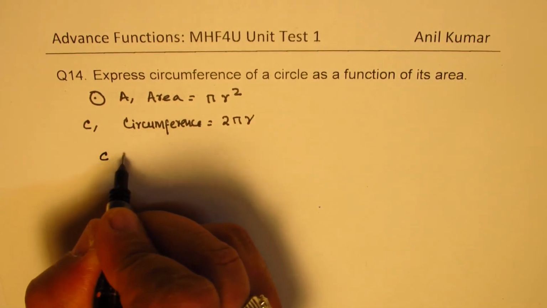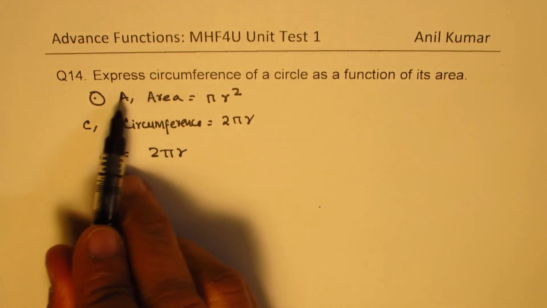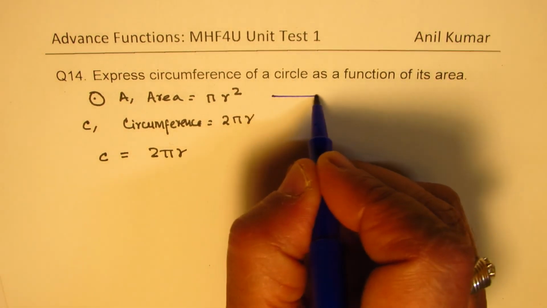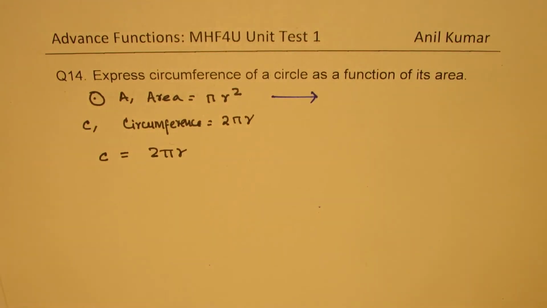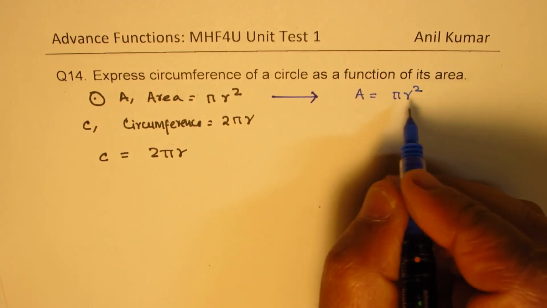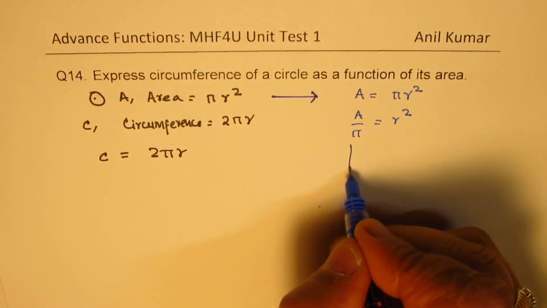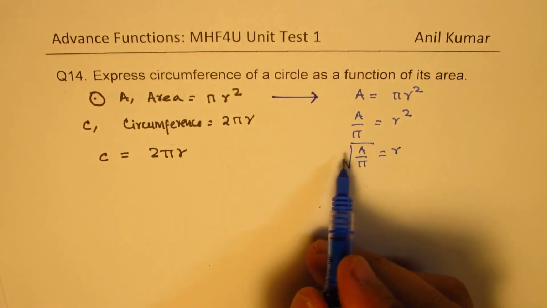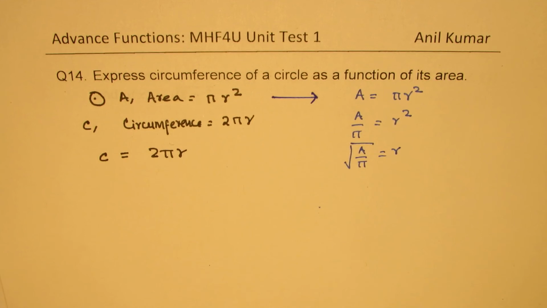So we know c is 2 pi r. Now to get this as a function of a, we can actually isolate r, right? So from this equation, we can work out what r is in terms of a. So let's do that part first. So we get a is pi r squared. So a by pi is basically r squared. So square root of a by pi is basically equal to r. We have to take positive values since r is always greater than or equal to 0. So that becomes the value of r.